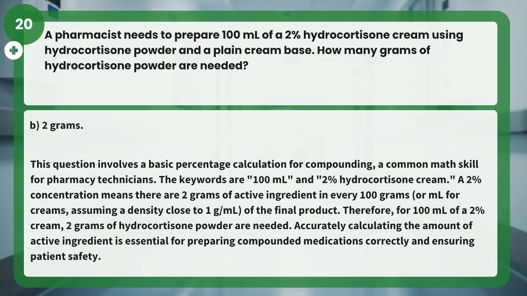Answer B. 2 grams. This question involves a basic percentage calculation for compounding, a common math skill for pharmacy technicians. The keywords are 100 milliliters and 2% hydrocortisone cream. A 2% concentration means there are 2 grams of active ingredient in every 100 grams, or ml for creams, assuming a density close to 1 g/ml of the final product. Therefore, for 100 milliliters of a 2% cream, 2 grams of hydrocortisone powder are needed. Accurately calculating the amount of active ingredient is essential for preparing compounded medications correctly and ensuring patient safety.